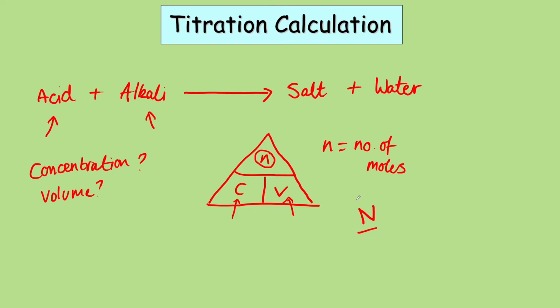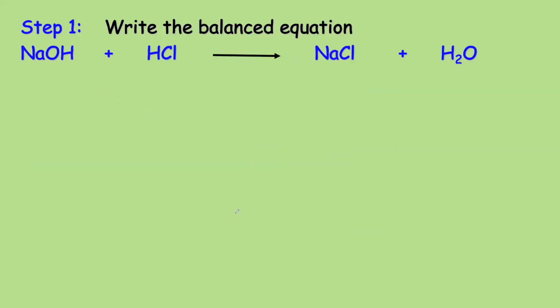So just to recap what I've said there, we're looking at titration calculations, which is all about acids and alkalis being combined together, and we are going to be figuring out concentrations and volumes for these combinations of the acids and the alkalis. Okay, let's have a look at some.